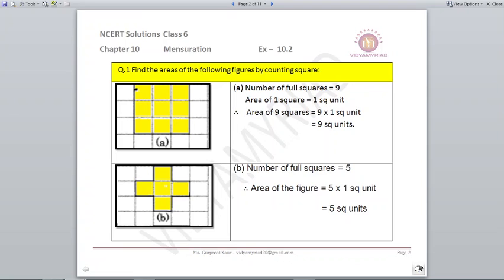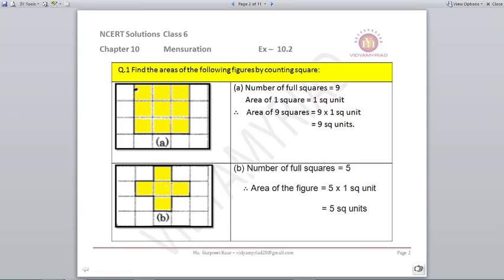figures by counting squares. So if you see the A part, how many squares are made together to form one set? We can say that there are total 9 squares used. Number of full squares are 9. Area of 1 square we are assuming as 1 square unit. So area of 9 squares will be 9 into 1, 9 square units.